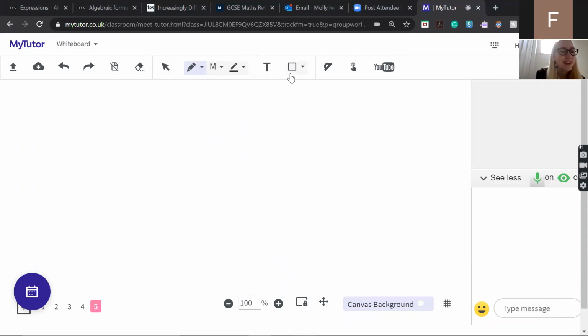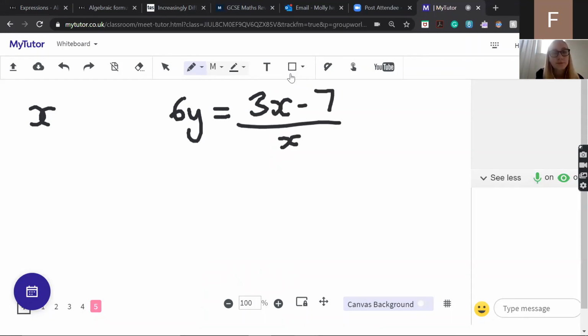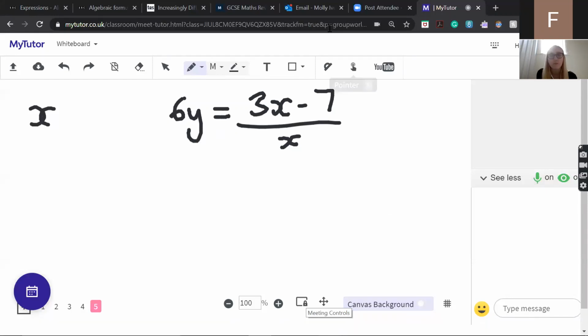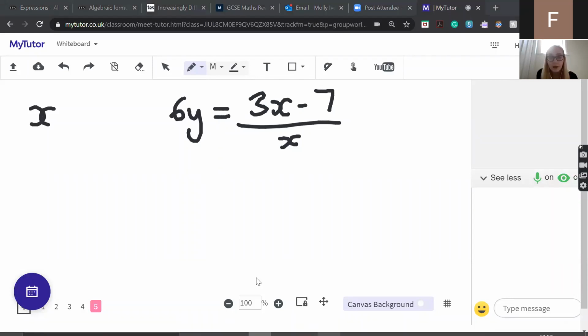So we'll do again. Let's make x the subject of 6y equals 3x minus 7 divided by x. So again, we've got x in a couple of places here. So I'll just give you a minute to have a look at that yourselves and have a go, and then I'll walk through it.